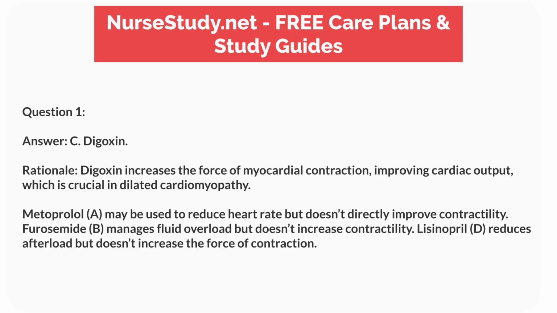Digoxin. Rationale: digoxin increases the force of myocardial contraction, improving cardiac output, which is crucial in dilated cardiomyopathy. Metoprolol, A, may be used to reduce heart rate but doesn't directly improve contractility.